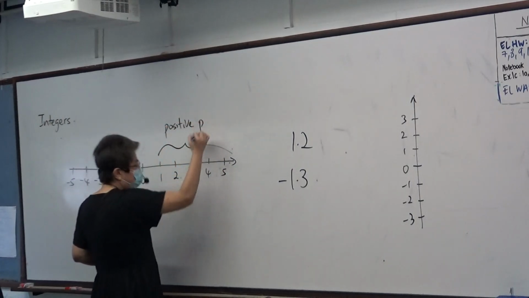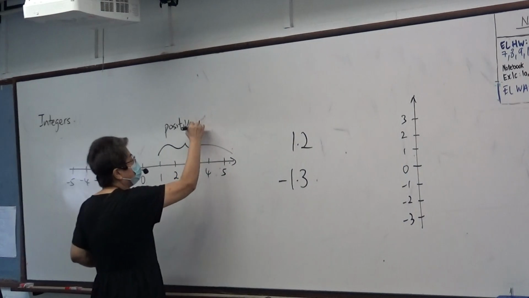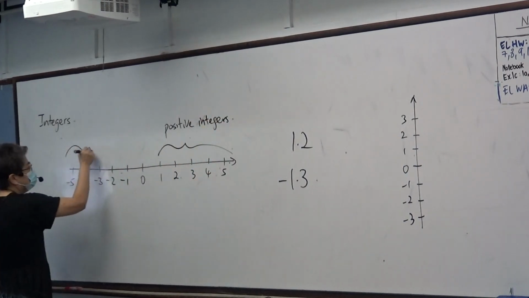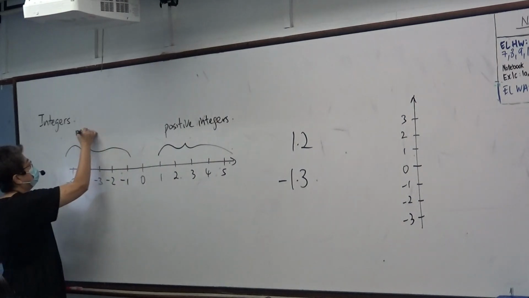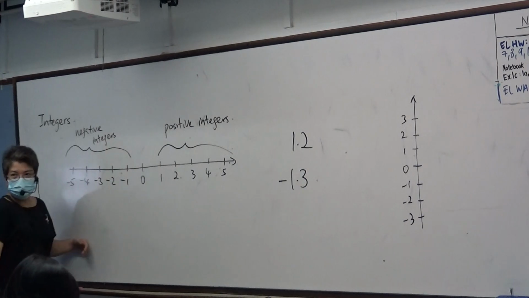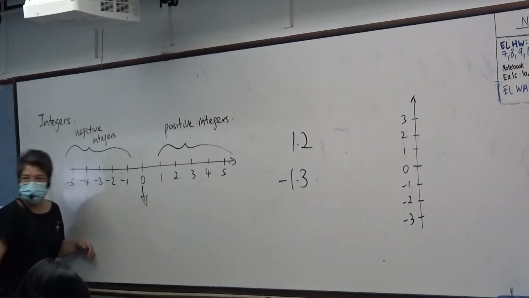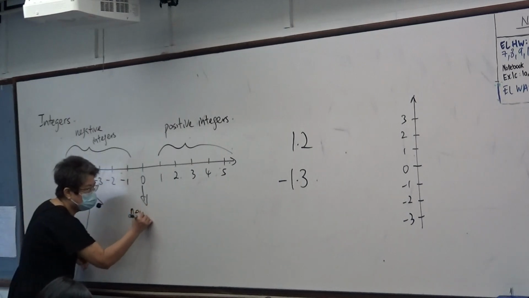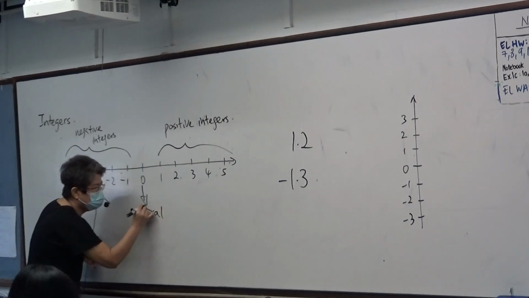Now, this side is called positive integers. This side will be called negative integers. What do you think 0 is? 0 can be positive or negative. If I plus 0, you still remain the same. If I minus 0, you still remain the same. 0 is actually neutral.